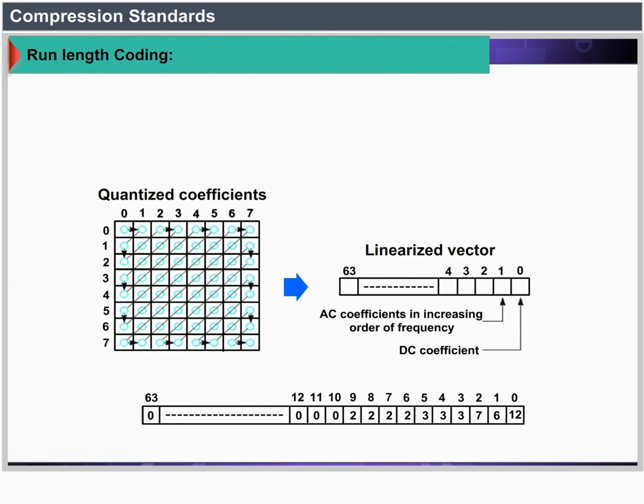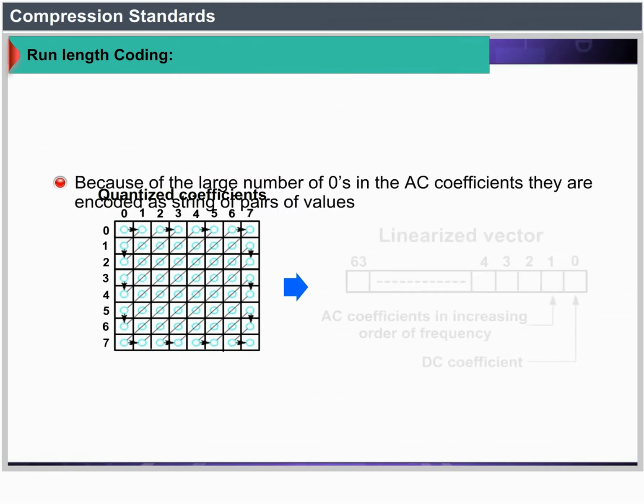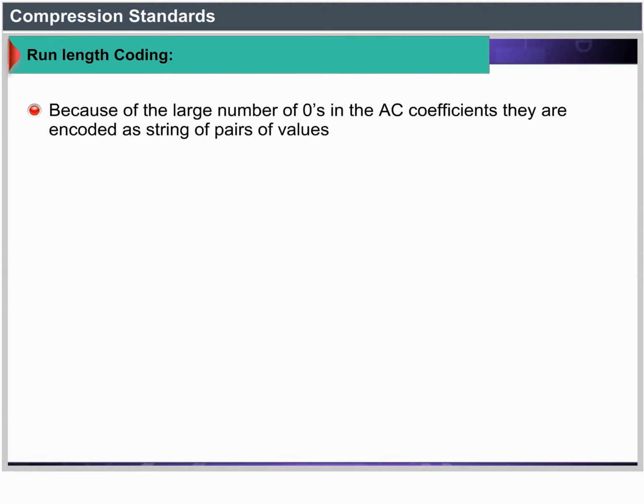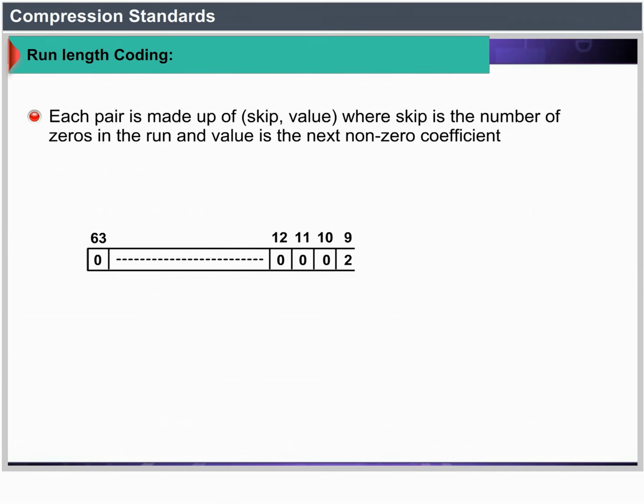Run length coding. The remaining 63 values in the vector are the AC coefficients. Because of the large number of zeros in the AC coefficients, they are encoded as a string of pairs of values. Each pair is made up of skip, value, where skip is the number of zeros in the run and value is the next non-zero coefficient.